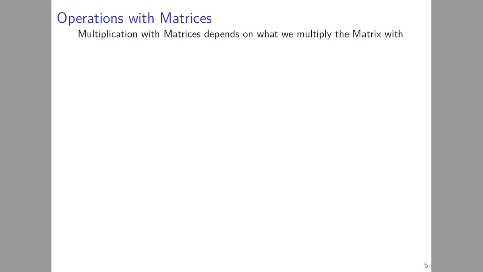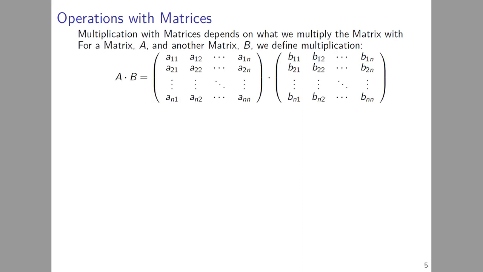Finally, let's look at multiplication of a matrix with another matrix. For a matrix A and another matrix B, we will write the multiplication of the two matrices as A dot B. When we do this multiplication of A times B, the result will be another matrix. So we will need to know how to find the value of each entry in the matrix.